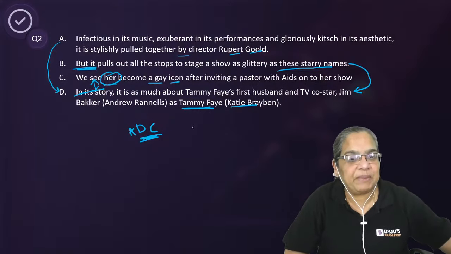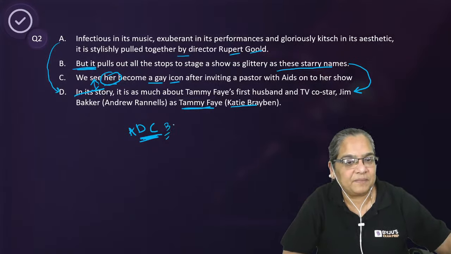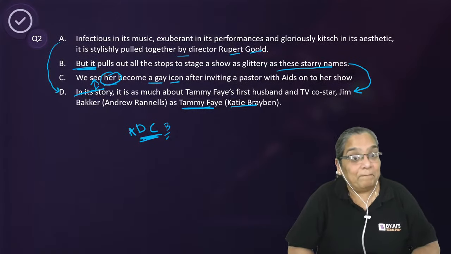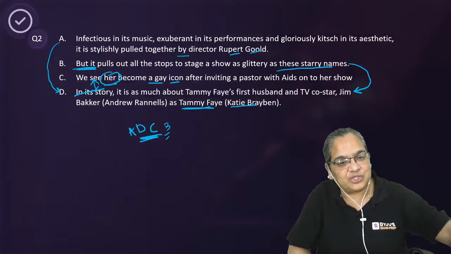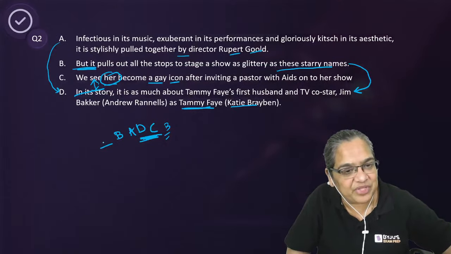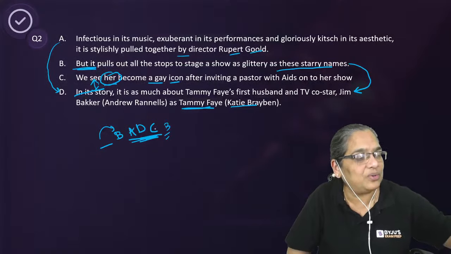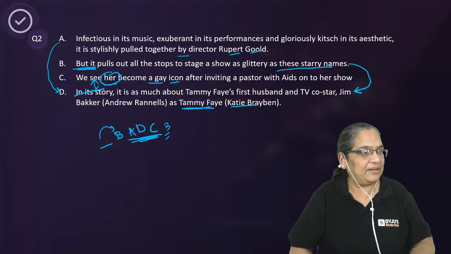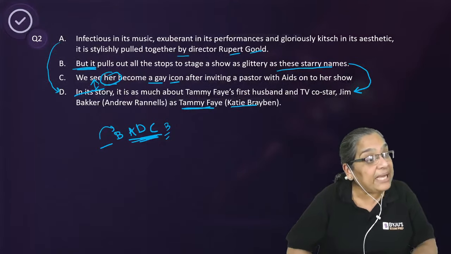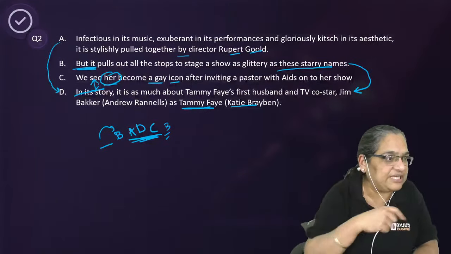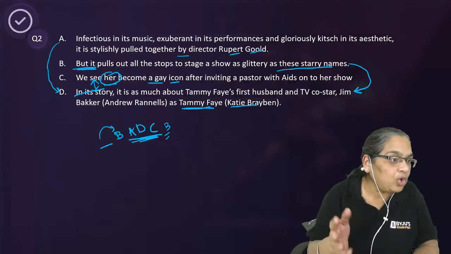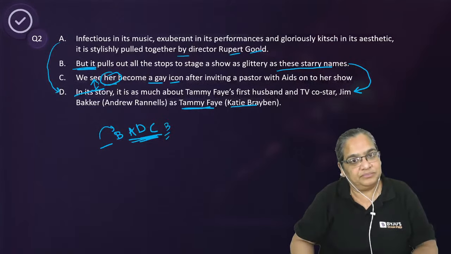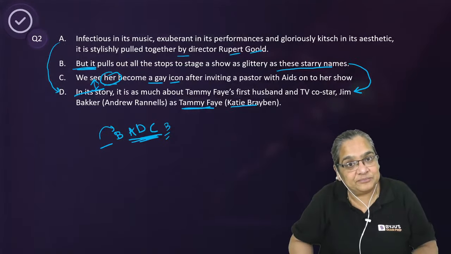Now, this B, can you put it after B? We can see her becoming a gay icon, but it pulls out all stops. So assume that B is talking about something continuing, and then ADC go together. Common it in A and D, correct? So it will be BADC. B does not go after C, Kritika. C is talking about Tammy Faye. B is talking about a movie. So how can B come after C?